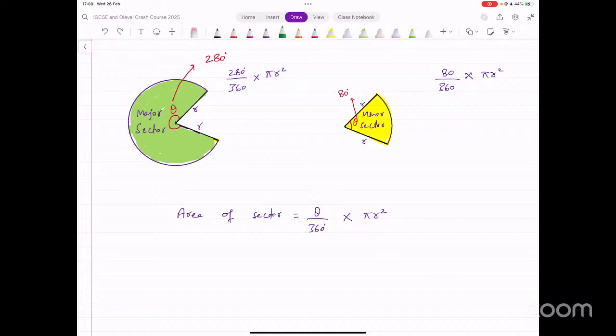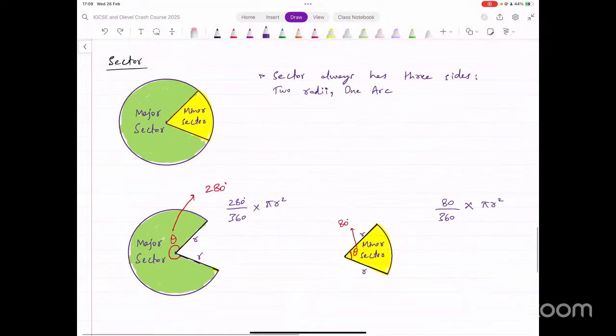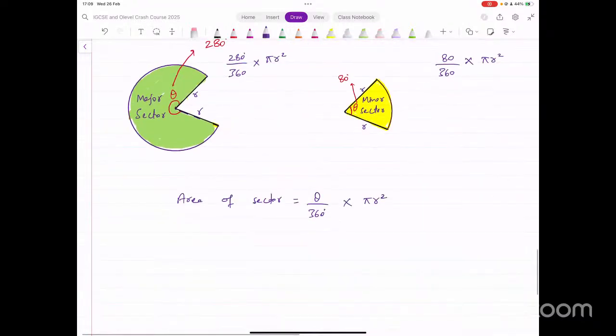So that's the area formula. That's one thing that we need to know for sectors. Then the other thing is the arc length. So for the major sector, for instance, this is the arc length that we have. Okay, this is the arc length. The arc on the side. This is the arc. How can we find the length of this arc now?